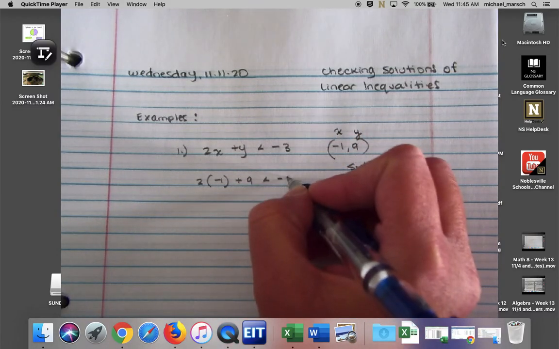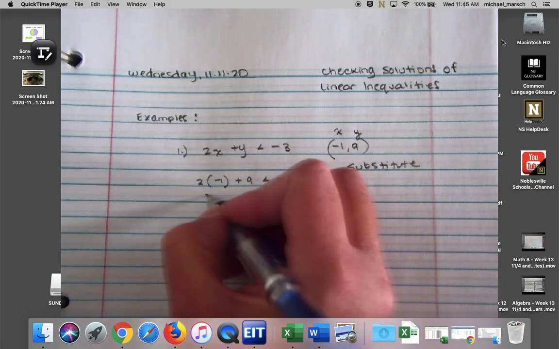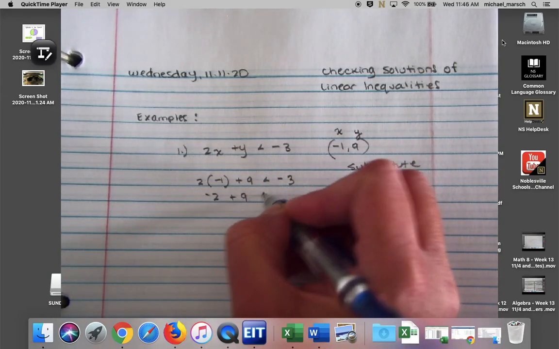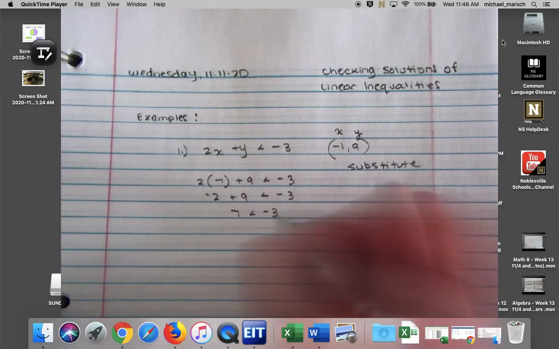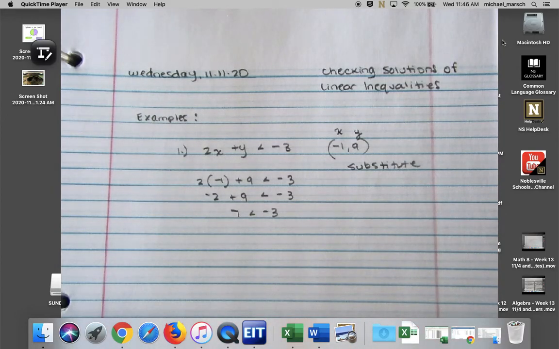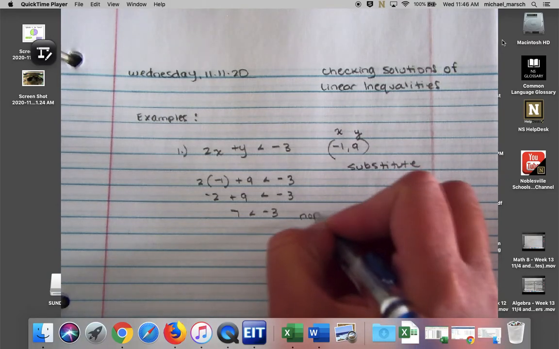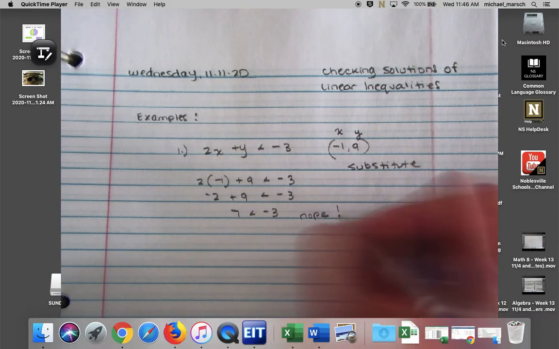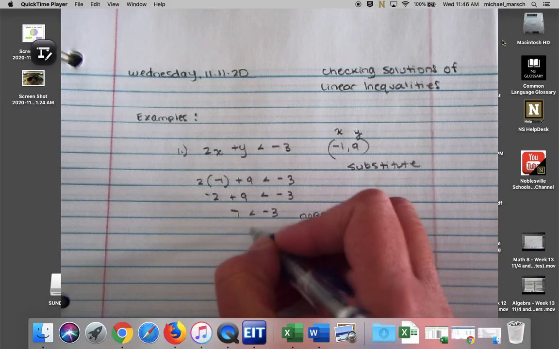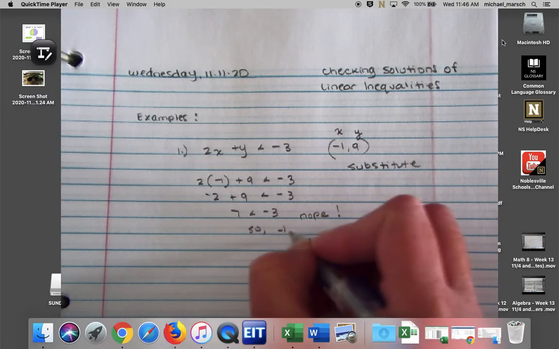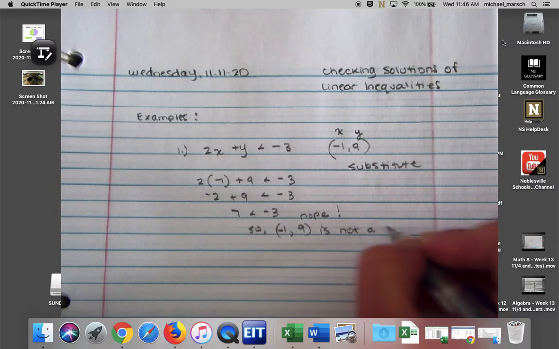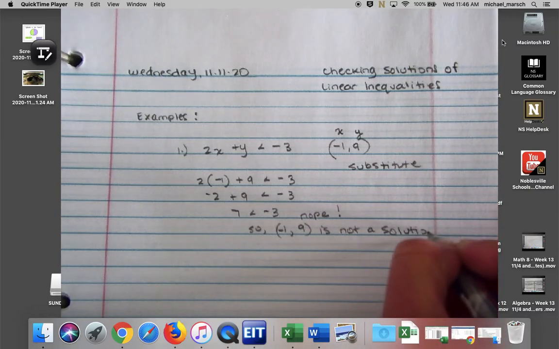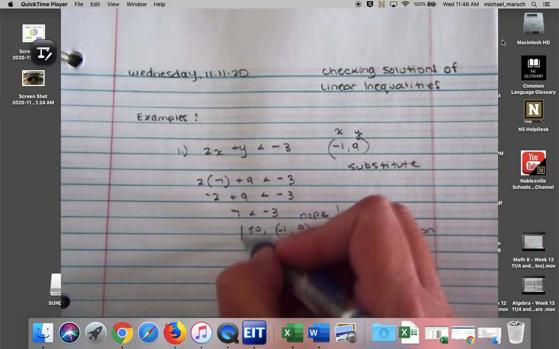Is that less than -3? So -2 plus 9 is 7. Is 7 less than -3? Nope. So the ordered pair -1, 9 is not a solution. That would be my answer.